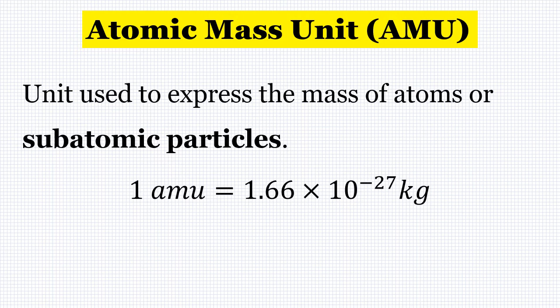All right, next let's talk about the atomic mass unit, or AMU. You're going to see this a lot throughout chemistry. So an AMU is a unit used to express the mass of atoms or subatomic particles. Okay, and 1 AMU is equal to 1.66 times 10 to the negative 27 kilograms. That's really small. So remember, when we have a negative 27 power, we are moving the decimal place to the left 27 times, and that's a really, really, really small number. So we're talking tiny here.